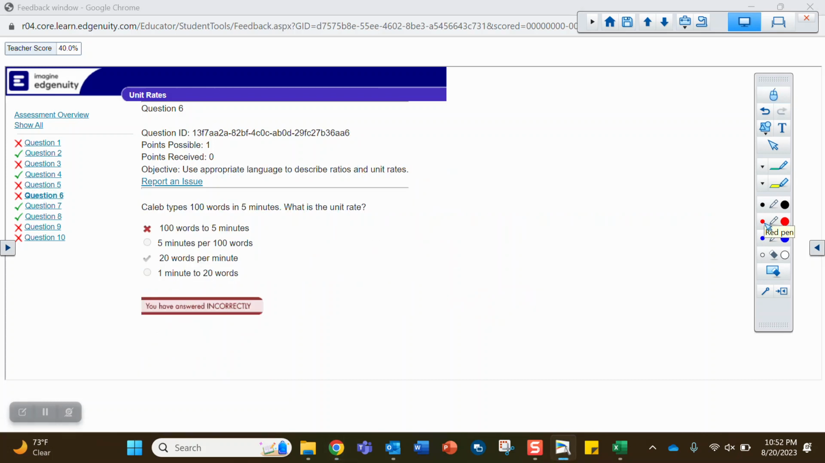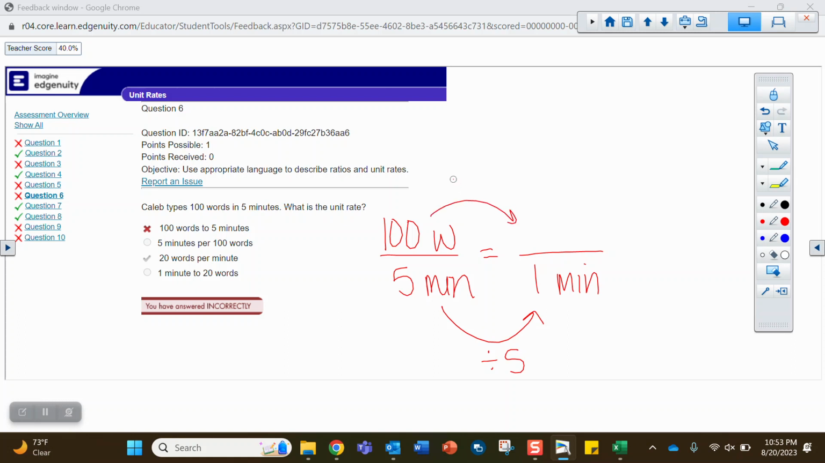Question 6, Caleb types 100 words in 5 minutes. How many words per minute? So I want 1 minute on the bottom. I'm basically reducing this fraction or simplifying it. I'm dividing the bottom by 5, so I have to do the same thing on the top. 100 divided by 5 would be 20 words per minute.